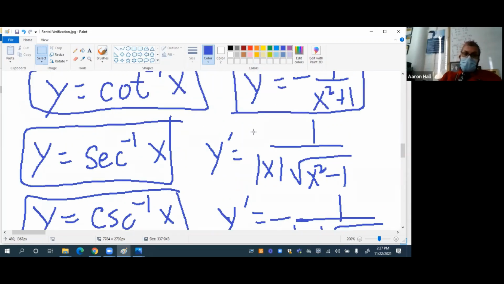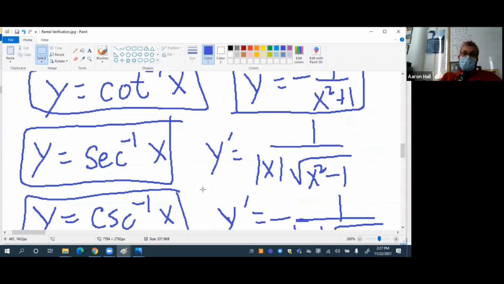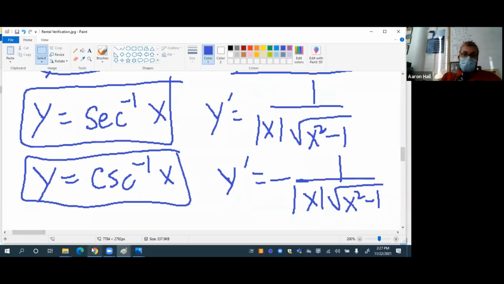So what's the bigger picture? What does the derivative do? What's the point of calculating a derivative? Yeah, it gives you the instantaneous rate of change for any value of x.